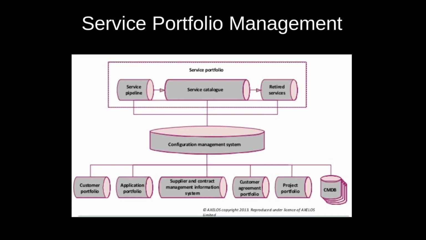That operational service gets added into the service catalog. Finally, as a service becomes outdated or superseded by other services, we may find the need to retire a service, and so that goes into the third rightmost section. Now, all of these are tied together by a system called the configuration management system. The configuration management system is important for different reasons at different stages of the service portfolio.